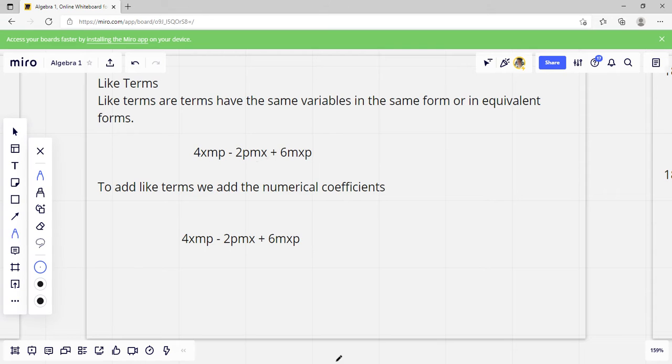So when we look at these, this one has x, m, p. This one has an x, an m, and a p. And this one has an x, an m, and a p. It doesn't matter that those letters are mixed up. As long as they all have the same letters, then we will call those like terms.